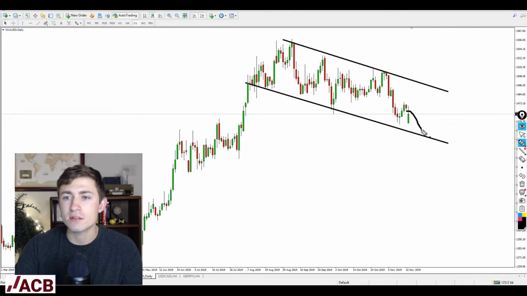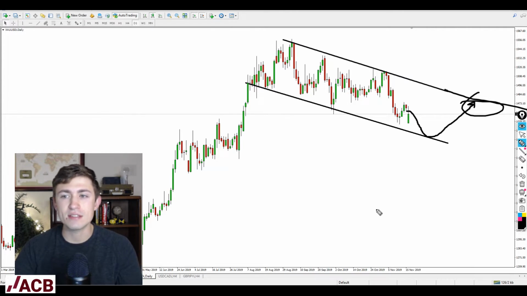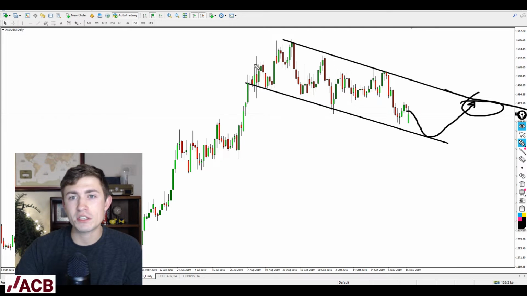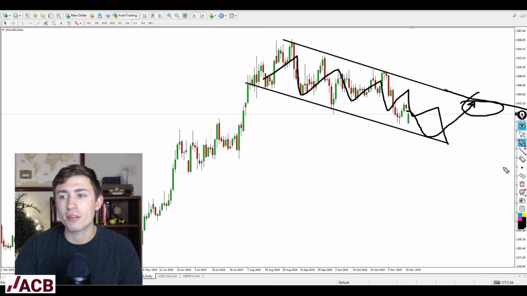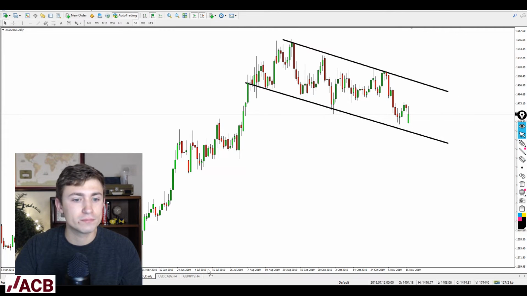So if we test this area, to me, that could hold as a support level short term, and we could be headed to test this area of resistance as well. That's just watching this range back and forth, which is really the primary thing that I'm doing when it comes to gold.